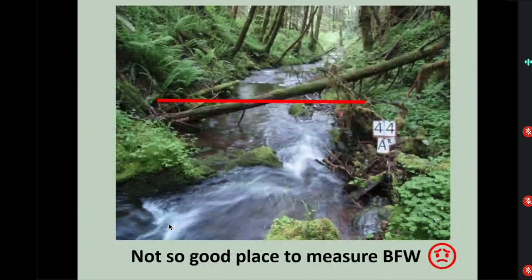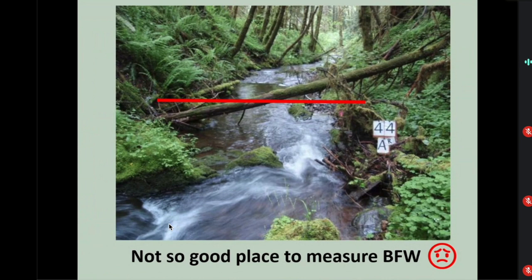And this shows not such a good place to measure bank full. The reason is we have a really high bank here, and there's a little terrace, but then it comes up real high. Sometimes you don't have a choice. Certain streams that are in a steeper ravine, if you will, don't have a flat floodplain associated with them. The real reason this is not a good place is you have a bit of a plunge pool.